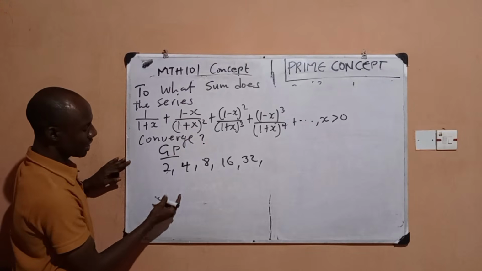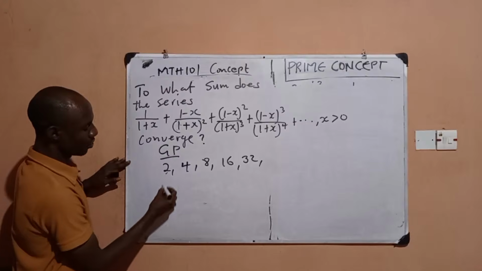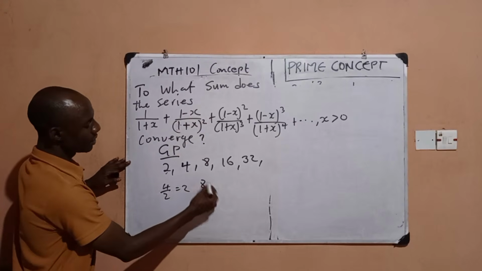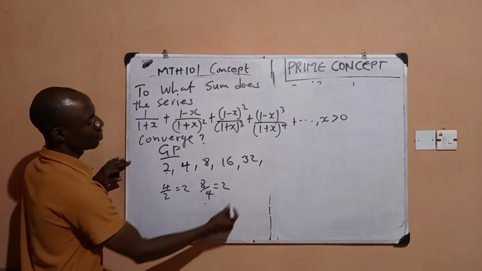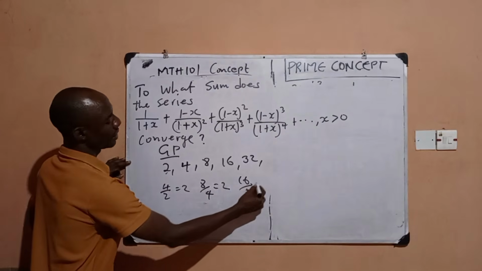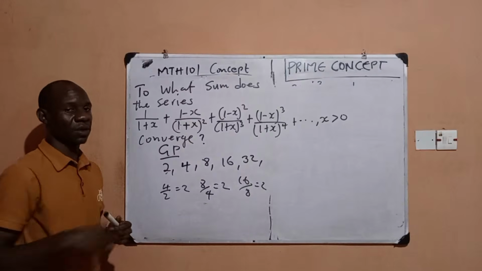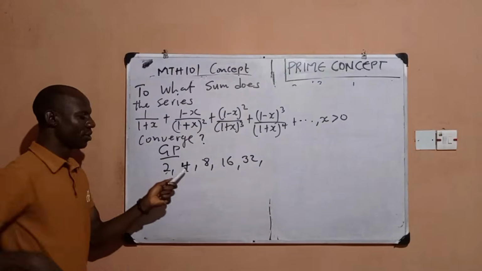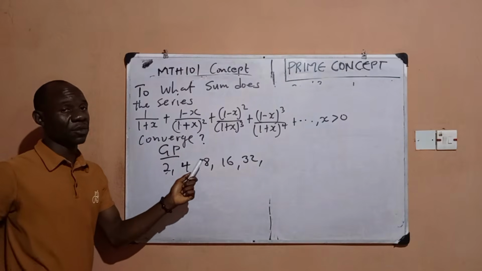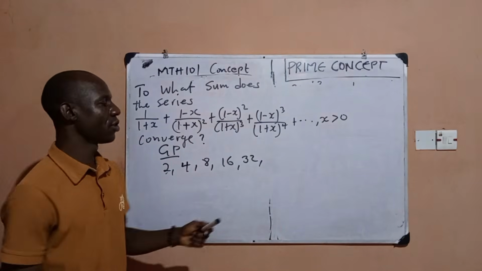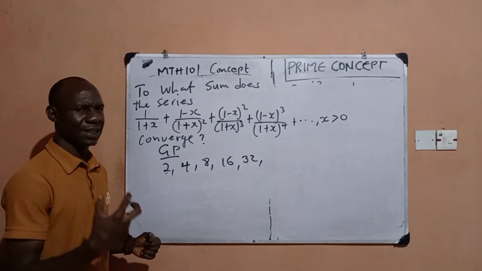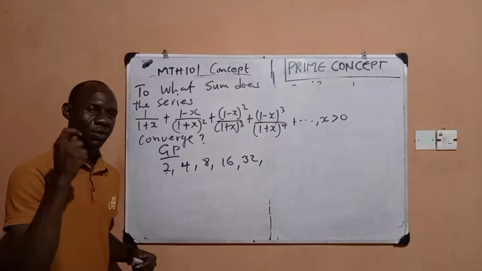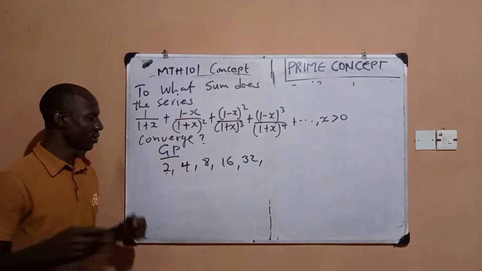So to know whether it's a GP, you say 4 divided by 2. 4 divided by 2 is actually 2. 8 divided by 4 is still 2. 16 divided by 8 is still 2. So it means that this is a what? A GP. It is a GP because whenever you divide consecutive terms, it gives you the same answer. And that answer you get by dividing these two terms is what you call common ratio. Common what? Ratio.